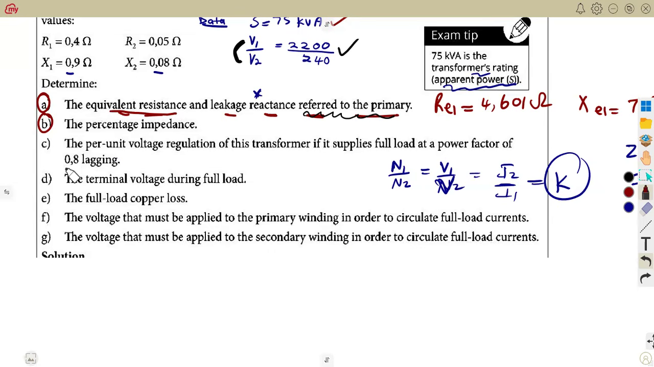All right. Anyways, guys, let us quickly see this one. The per unit voltage regulation of this transformer, if it supplies full load at a power factor of 0.8 lagging. The per unit regulation, not percentage, but per unit. And it's at a lagging power factor, 0.8 lagging.